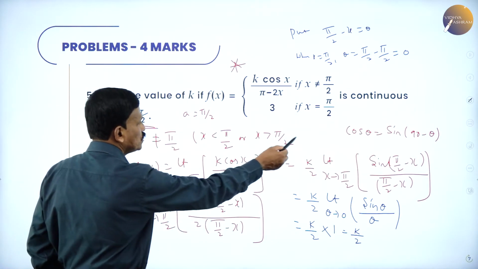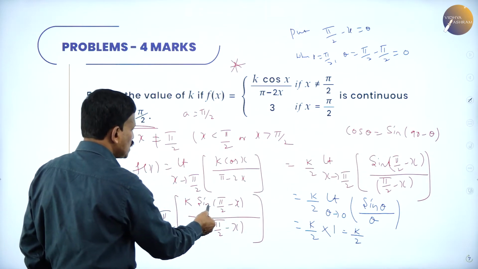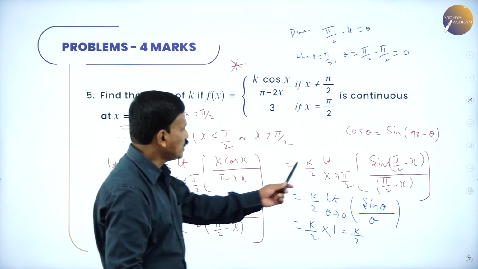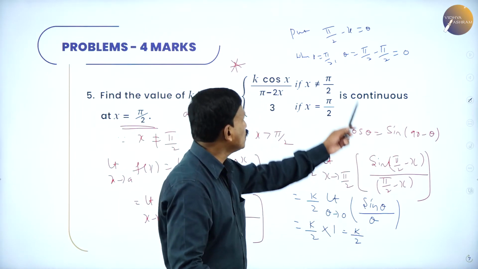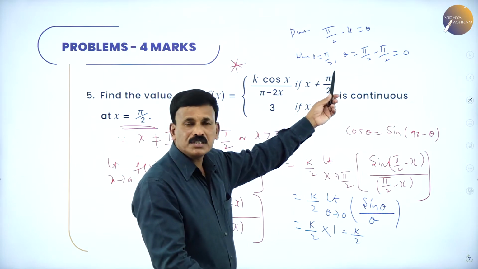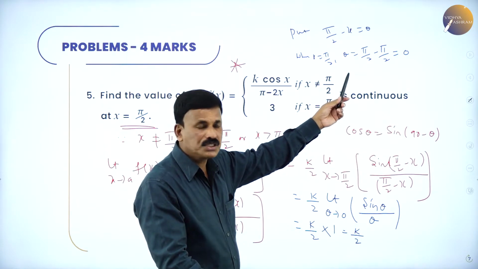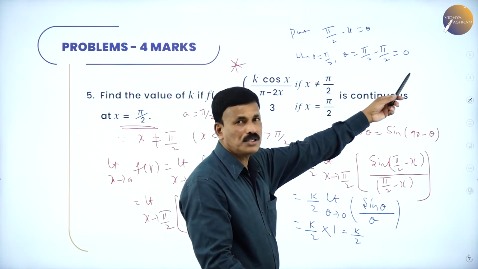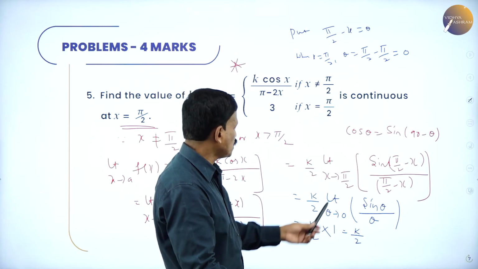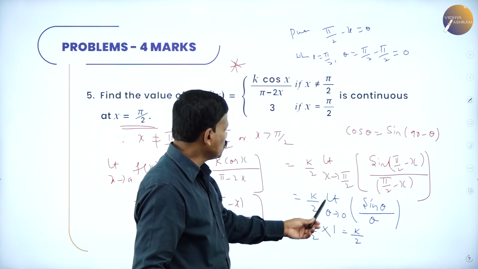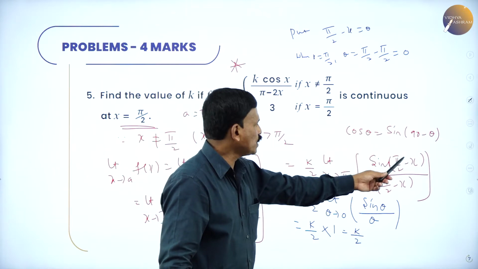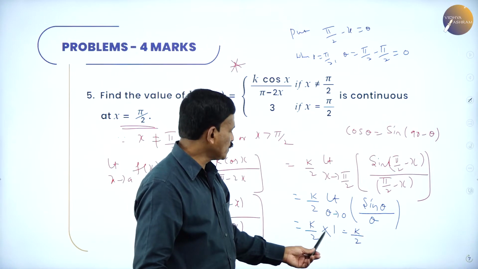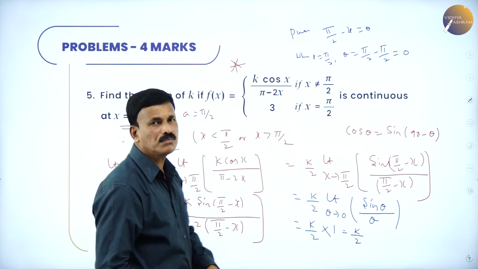Now k by 2 out, this can be written as k by 2 into, what is left over in the numerator is sin of pi by 2 minus x divided by pi by 2 minus x. Now let us take the substitution, put pi by 2 minus x is equal to theta, and whenever substitutions are taken, the value of limit also changes. When x is equal to pi by 2, theta is equal to pi by 2 minus pi by 2, which is 0. X tends to pi by 2 becomes theta tends to 0. K by 2 into limit theta tends to 0 of sin theta by theta, which is equal to 1. So k by 2 into 1 is equal to k by 2.